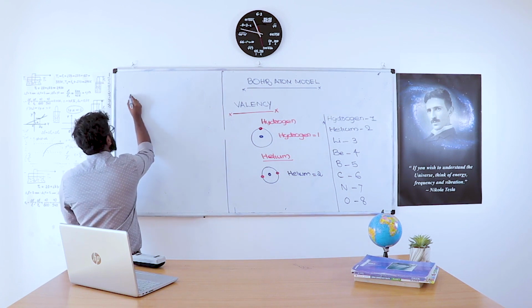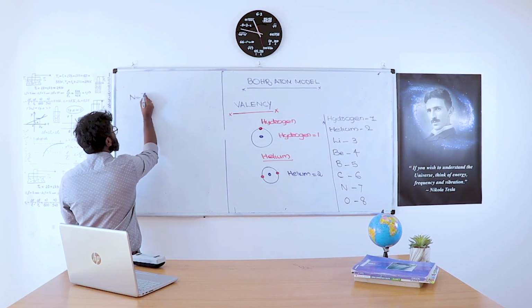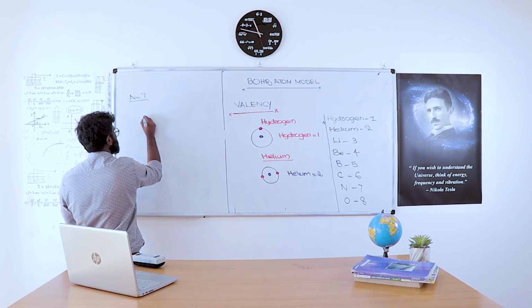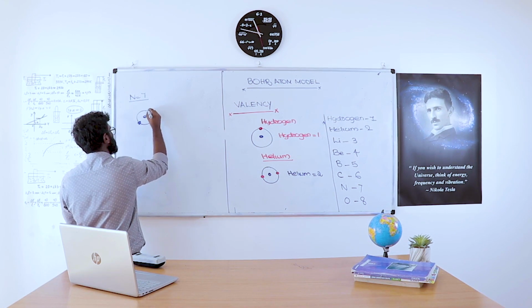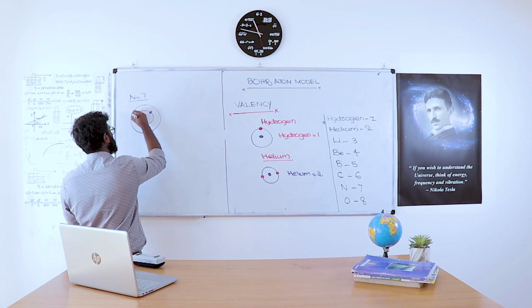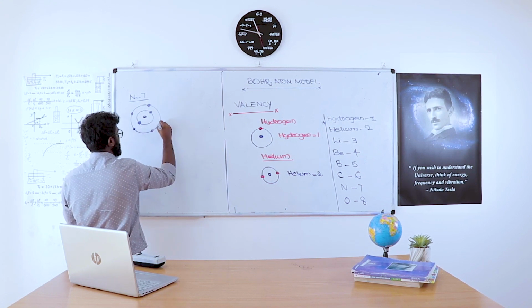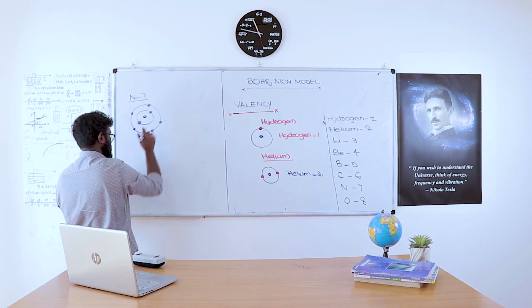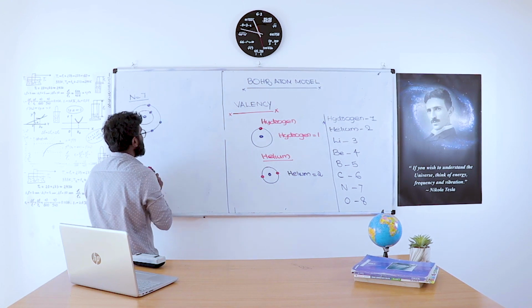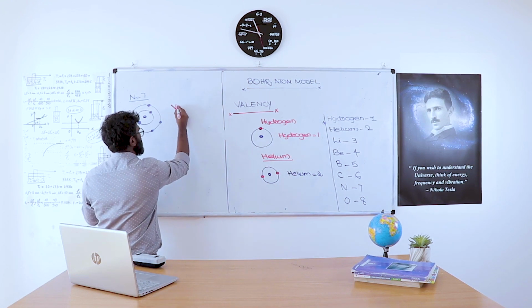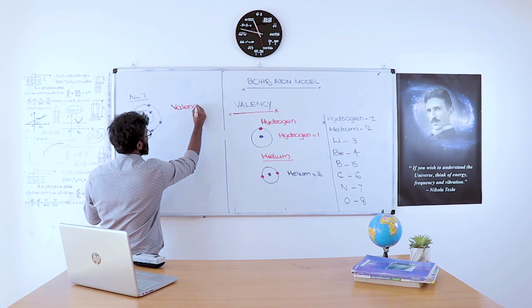So what about nitrogen? Nitrogen consists of 7 electrons. In the first orbit there will be 2 electrons, in the second orbit there will be 5 electrons. Actually, all the students will write the valency is 5, but that is actually wrong. The combining capacity is called the valency. That means here the valency is 3.